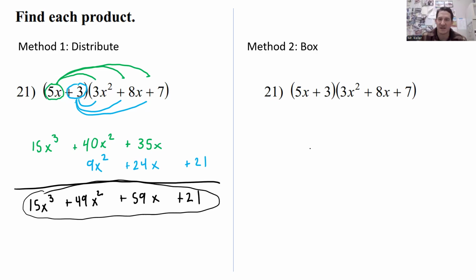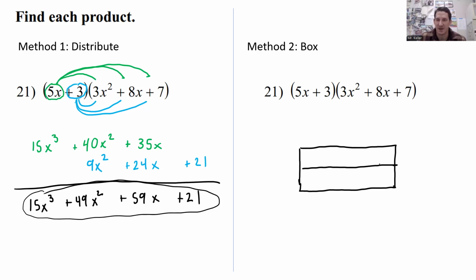If you prefer the box, to make a box, you just need to make a longer box. It can be a tall box or on a side like this. It doesn't matter, but it's going to be a rectangle this time. It's going to be a 2 by 3. So it's going to look like this. So you just need a space for each one. So that means my 5x plus 3 is going to go on the side here. And then it's going to be 3x squared plus 8x plus 7, and then multiply, get through.